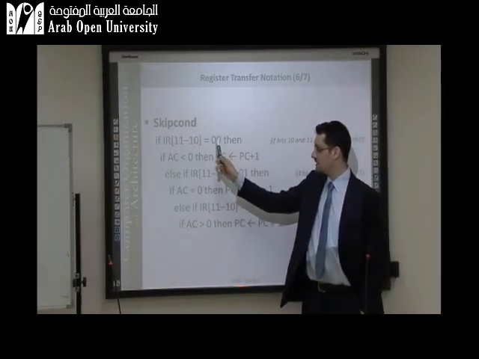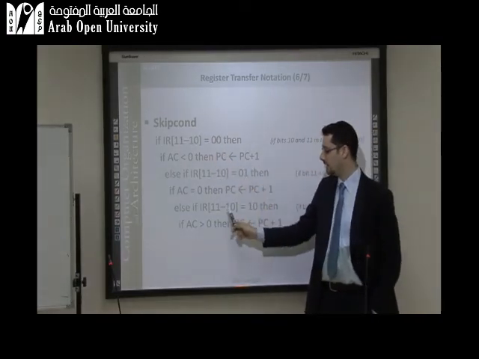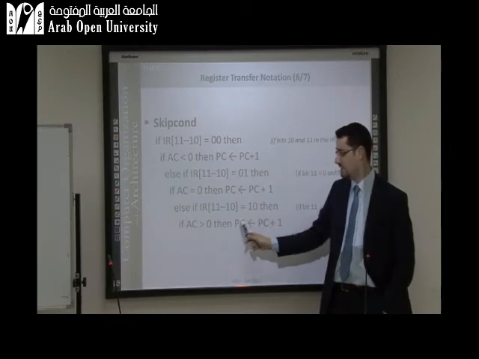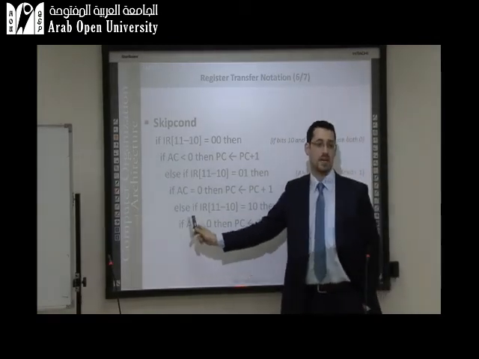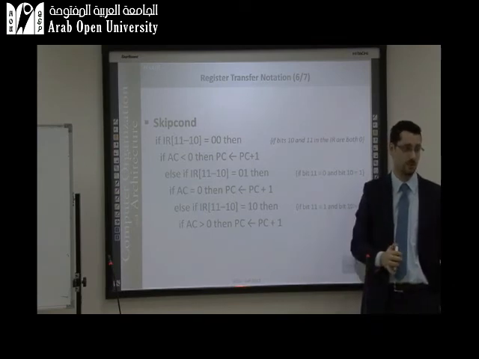Now, if bit 11, bit 10 are not equal 0, 0, and not equal 0, 1, and are equal to 1, 0, in this case the test is if the accumulator is positive. And if it is positive, I will increment the PC by 1 to skip the next instruction.